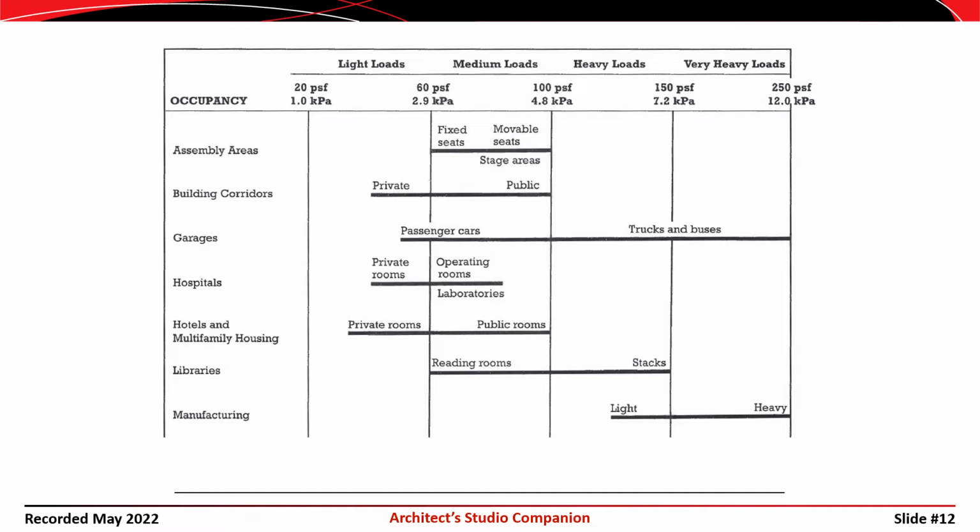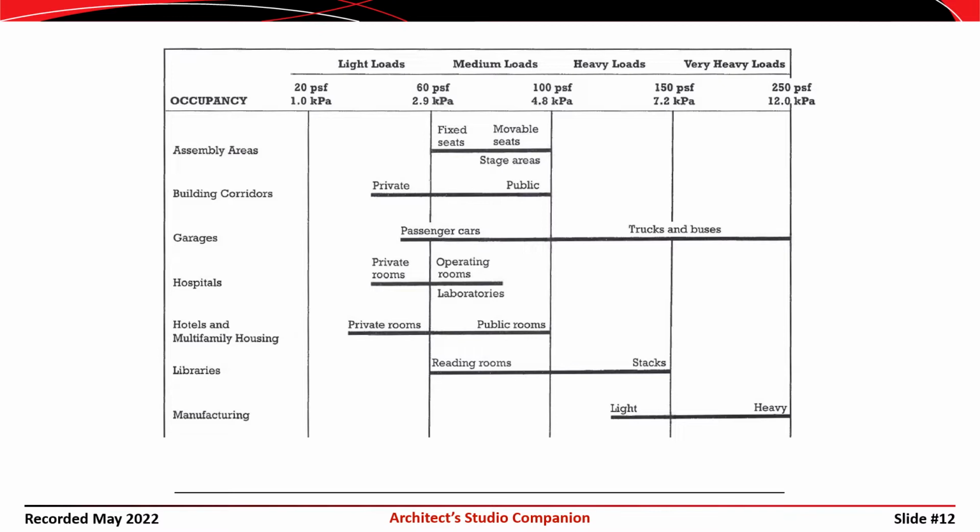This is a snippet out of the Architect Studio Companion. This is an interesting textbook. It's meant for architects, but there's a lot of good information in there for engineers as well that can be used for preliminary design. What I like about this particular image is that it gives a visual indication of the types of loads that you're going to be designing for.